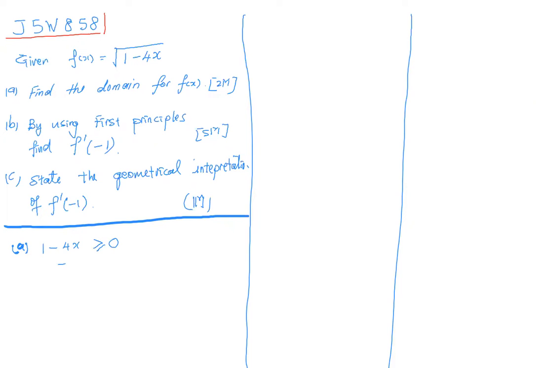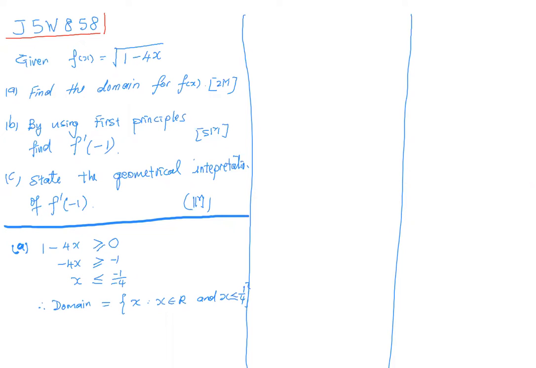Okay, so negative 4x is greater than or equal to negative 1. So x must be smaller than or equal to negative 1 divided by negative 4. So therefore, the domain: x is a member of the real numbers, and x must be less than or equal to 1/4, okay? So for exponential, for square root, that is radical, and ln, you just have to be careful of that.